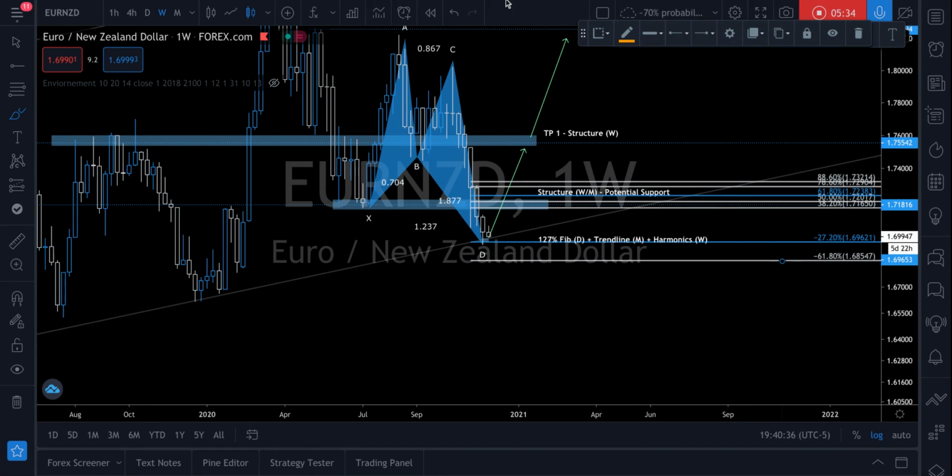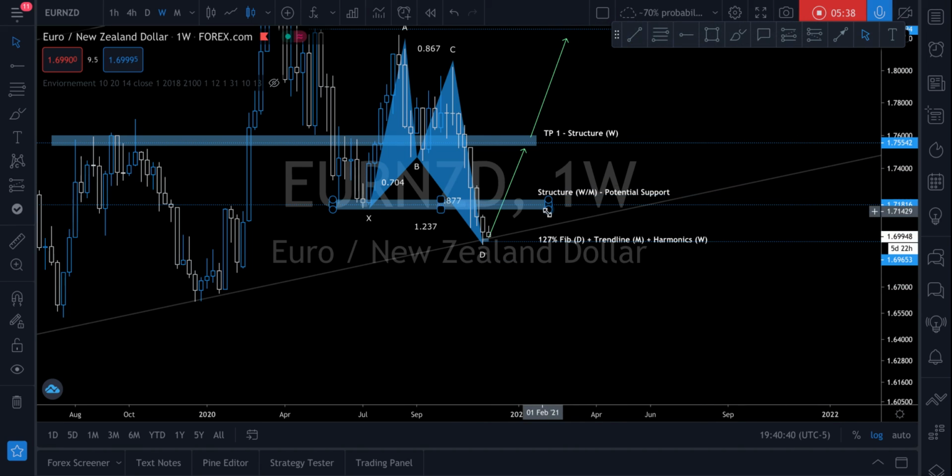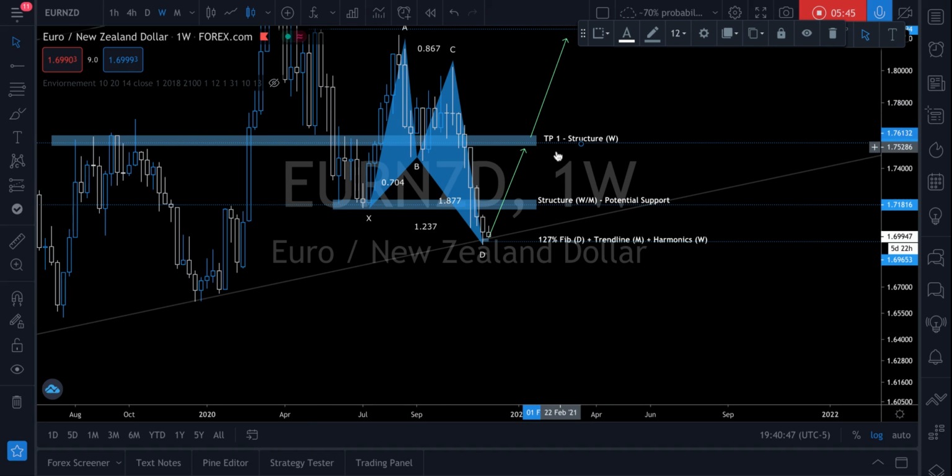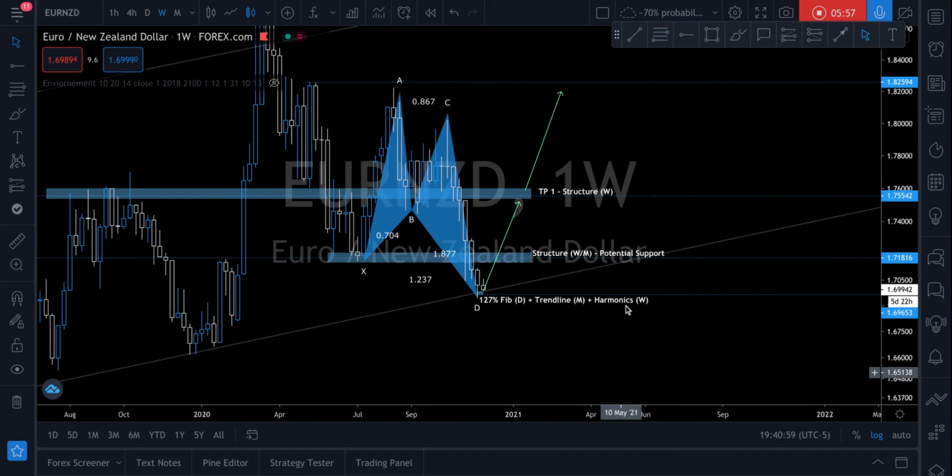We should get some type of confirmation over the next couple of hours, if not up until mid or late this week. If we do, we want to keep in mind this area of structure right here, which could be a potential area of resistance for us. But like we said before, this is a 127 fib, a trend line, a 127 fib of the daily, a trend line, and also a harmonics pattern.